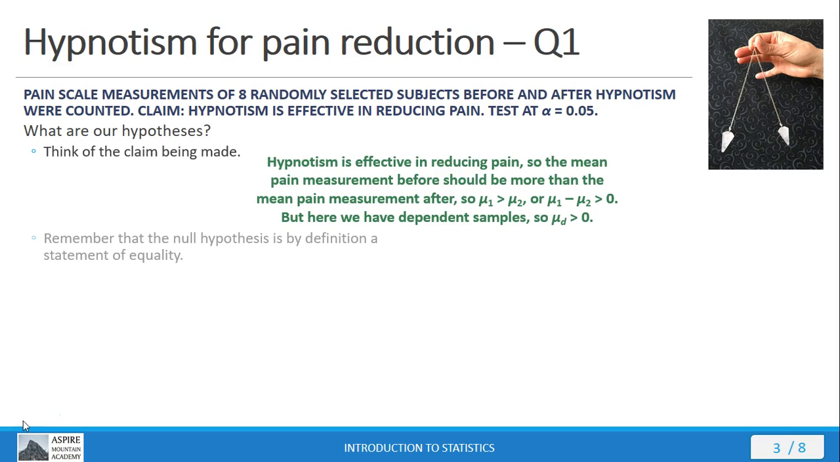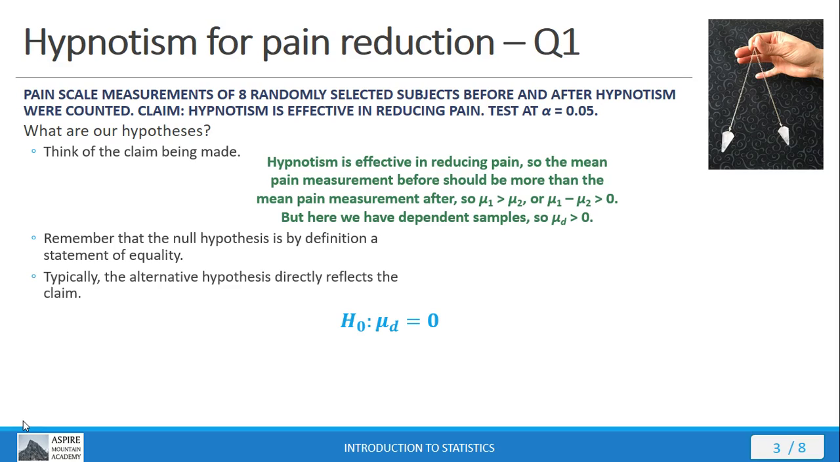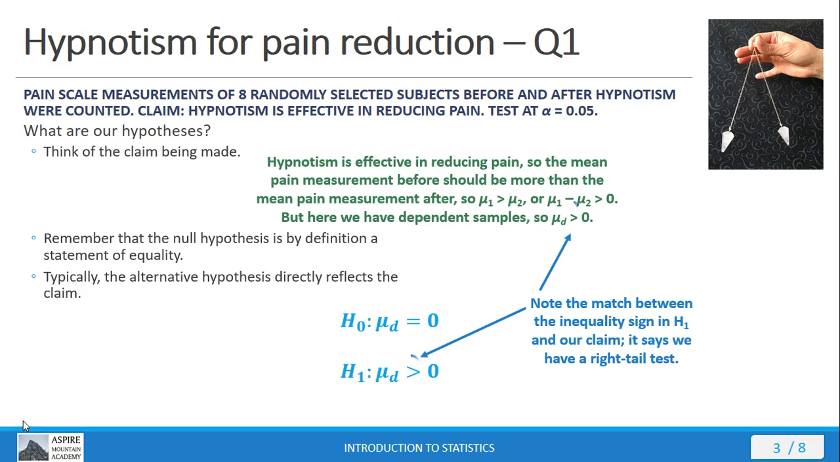0. The null hypothesis, by definition, is always a statement of equality, so mu sub d equals 0. Our alternative hypothesis typically comes from the claim. There's no semblance of equality with this claim, so we can just adopt it as our alternative hypothesis. So this is what you should have gotten for your hypotheses. Note that the inequality sign on the alternative hypothesis means that we have a one-tailed test on the right.